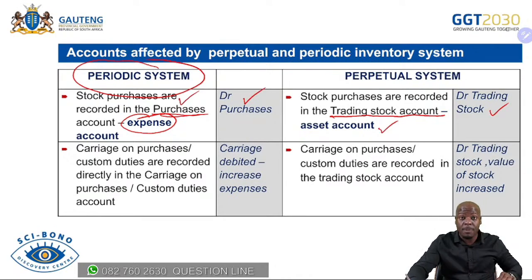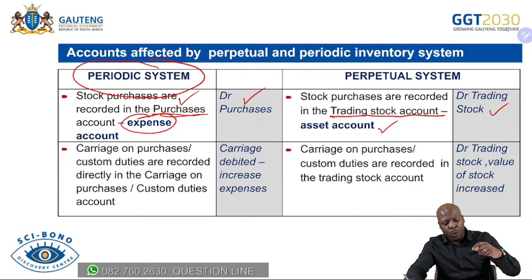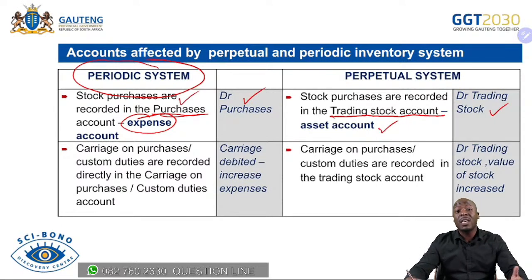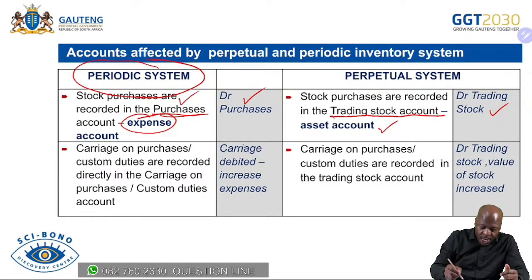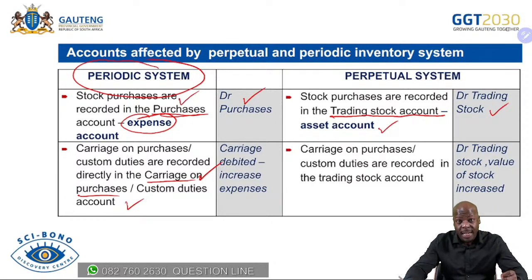I want us to come to the second aspect. Carriage on purchases. Customs duty. When we buy stock, you have to understand that the goods have to be delivered to our premises. And at times we have to pay customs duty if the goods are being imported. Now, how do we record those amounts? You would find that the carriage on purchases as well as customs duty will be recorded as an amount that goes into the carriage on purchases or the customs duty account.